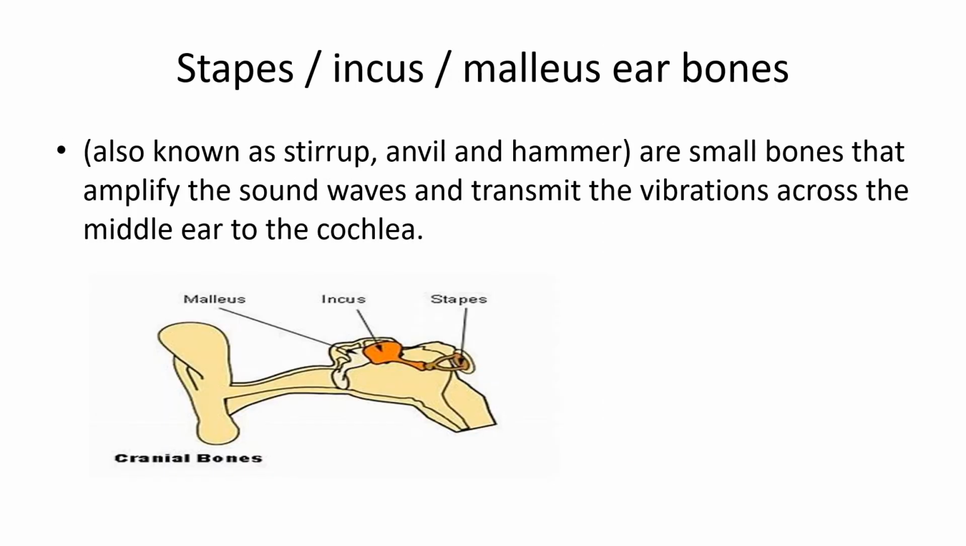Then the stapes, incus and malleus ear bones, also known as stirrup, anvil and hammer, will amplify these sounds made by the eardrum. And then the vibrations are sent across to the cochlea, or the snail.